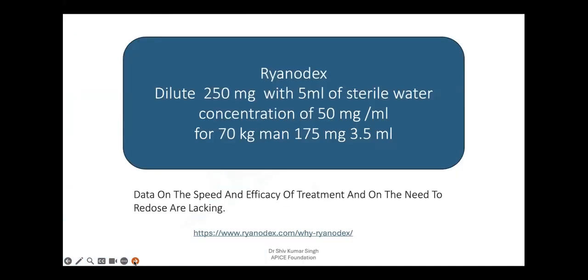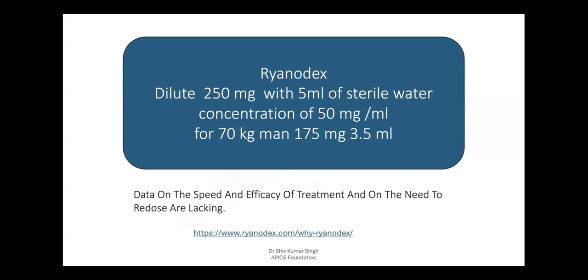Now, there is a newer preparation of dantrolene called Ryanodex. And this is useful because it is 250 milligrams, and it just needs 5 ml of sterile water. So you don't need to spend time reconstituting the dantrolene. Sorry guys, people joining in. So you have 250 milligrams, you mix with 5 ml of sterile water, you get a concentration of 50 milligrams per ml. And the dose required for a 70 kg man is the same, 2.5 milligram per kg. So all you need to administer is just 3.5 mLs.